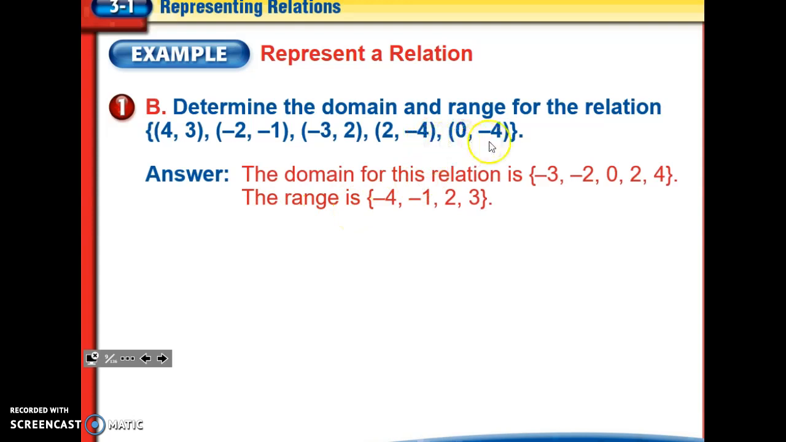Then you go through and you do the same thing for the range. Remember, we had two -4s in our list of ordered pairs, but we only list it once in our mapping. We only list it once when we put our set of data for our range. Again, we're going to list them in order from least to greatest. So I have -4, and I just write it once. I have -1, +2, and +3.